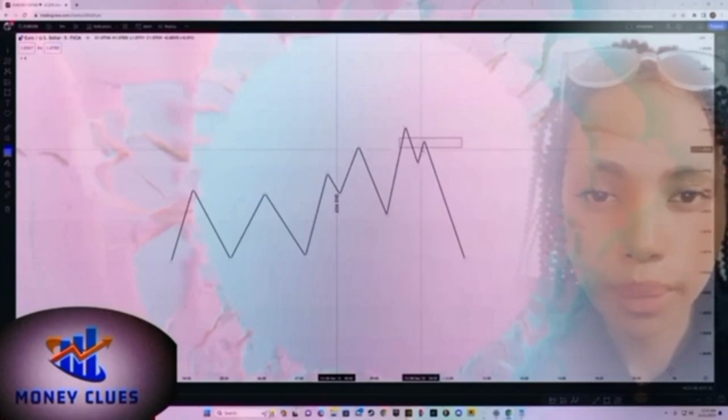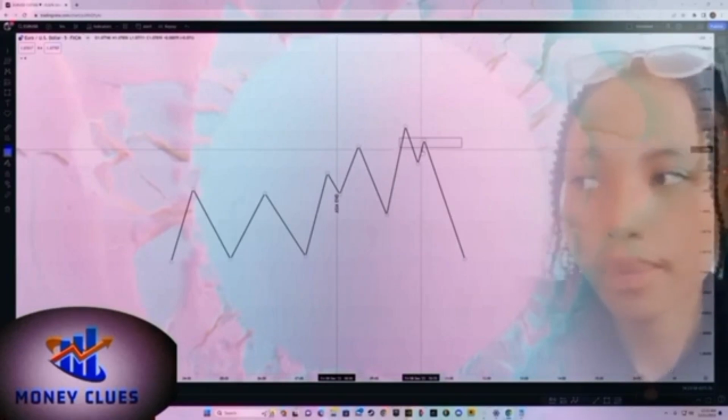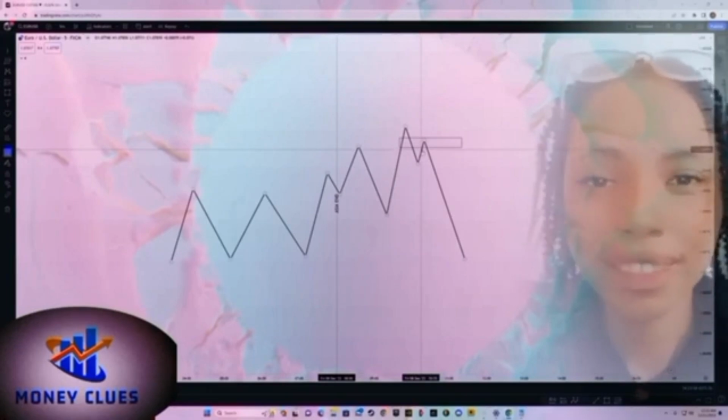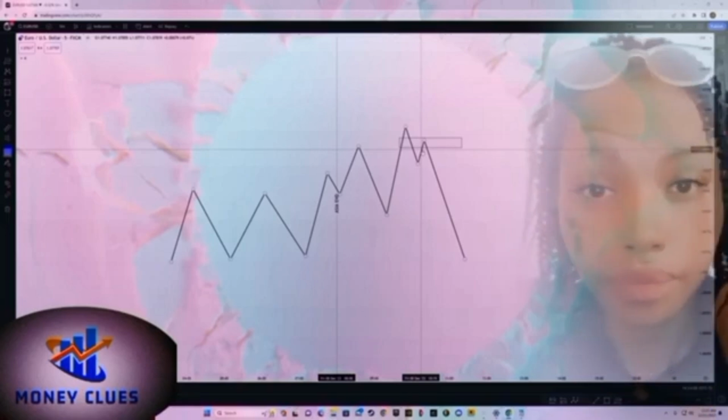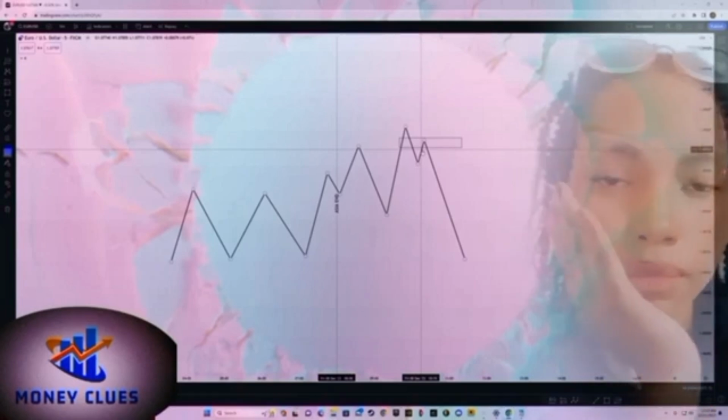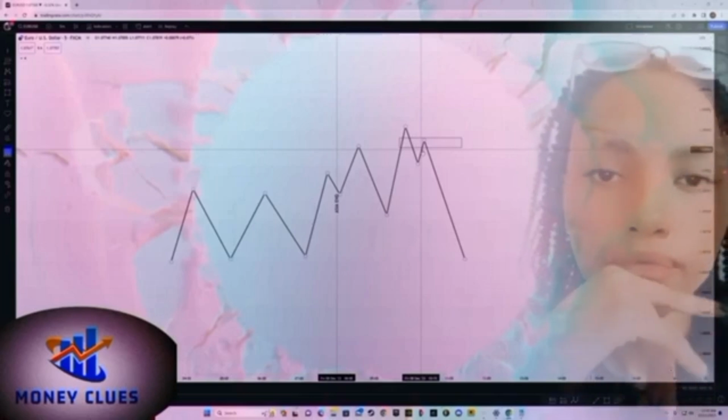Since this is a scalping strategy and has a high win rate, we'll be going with a 1-to-1 ratio. I have tested it and that's why I'm suggesting you stick to a 1-to-1 ratio. It also works better with 1-to-2, but don't go any higher because it will not work for you.